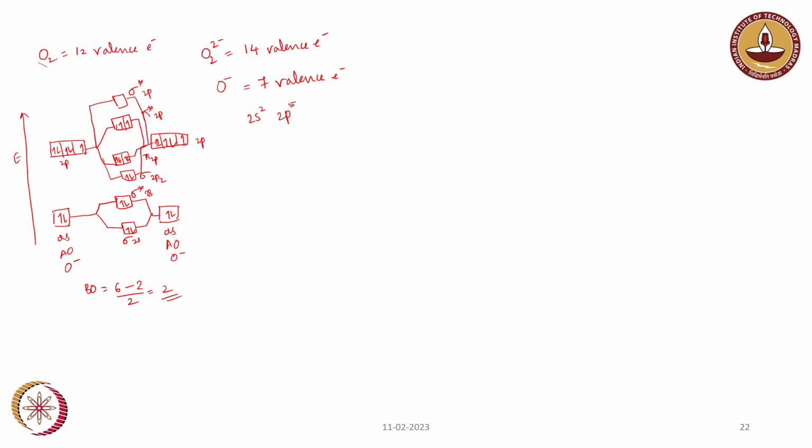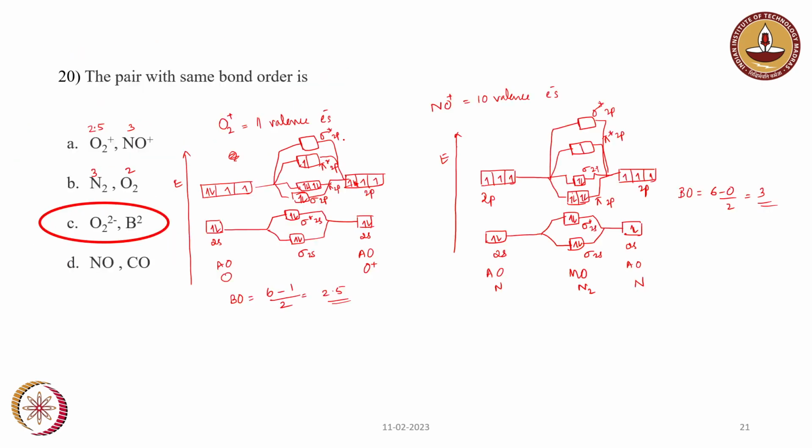So here if we consider 2p, there are 10 electrons total. So 2 in sigma 2pz, and in pi 2p, 4 electrons will be there, so 2, 4, 6. Then in pi star 2p, there will be a total of 4 electrons. So 10 electrons in sigma 2pz, pi 2p and pi star 2p. So the bond order will be 6 minus 4 by 2. So 2 by 2 is 1. So the bond order becomes 1.